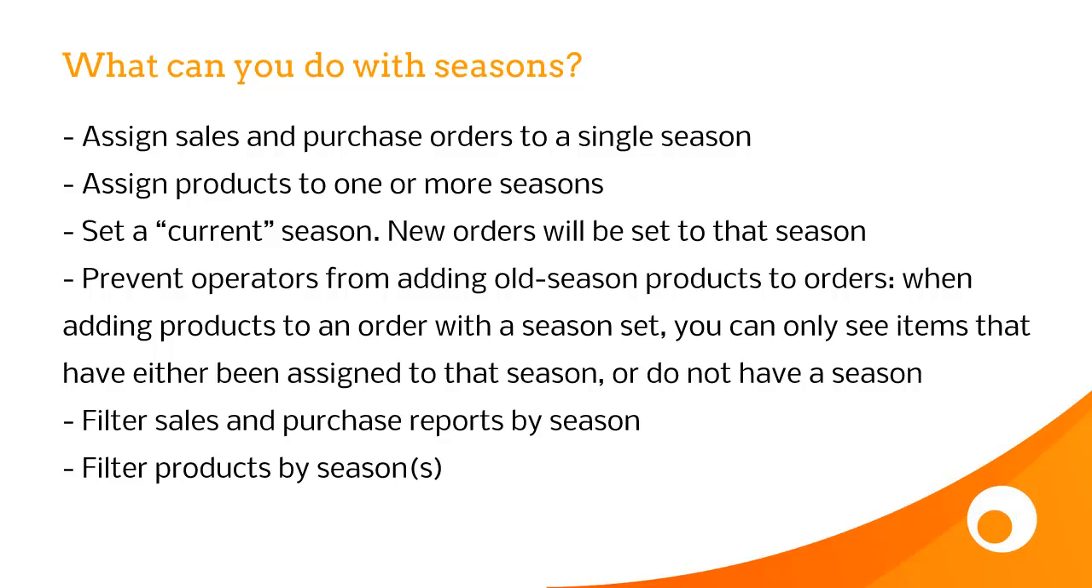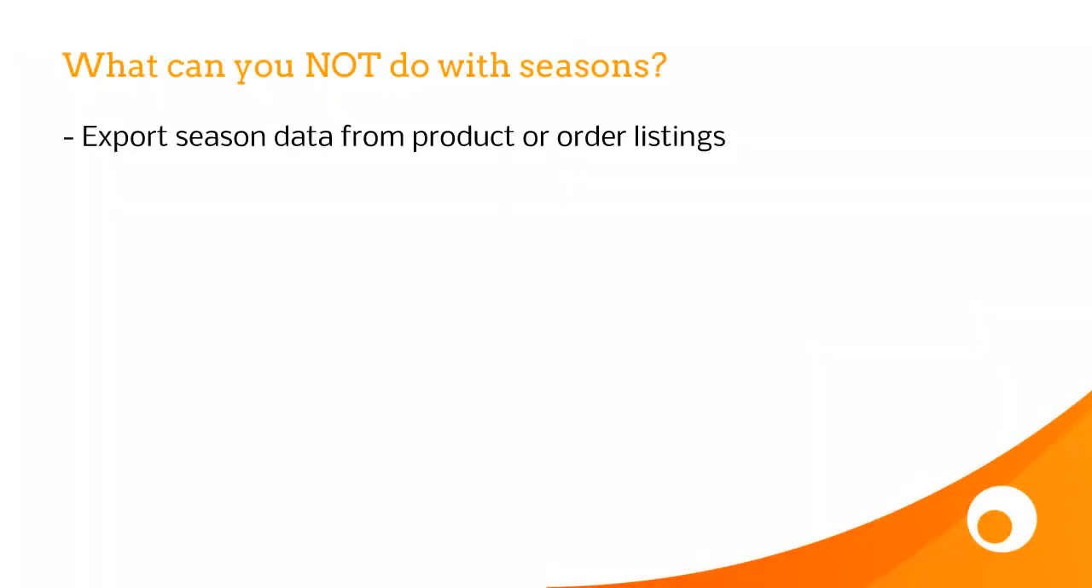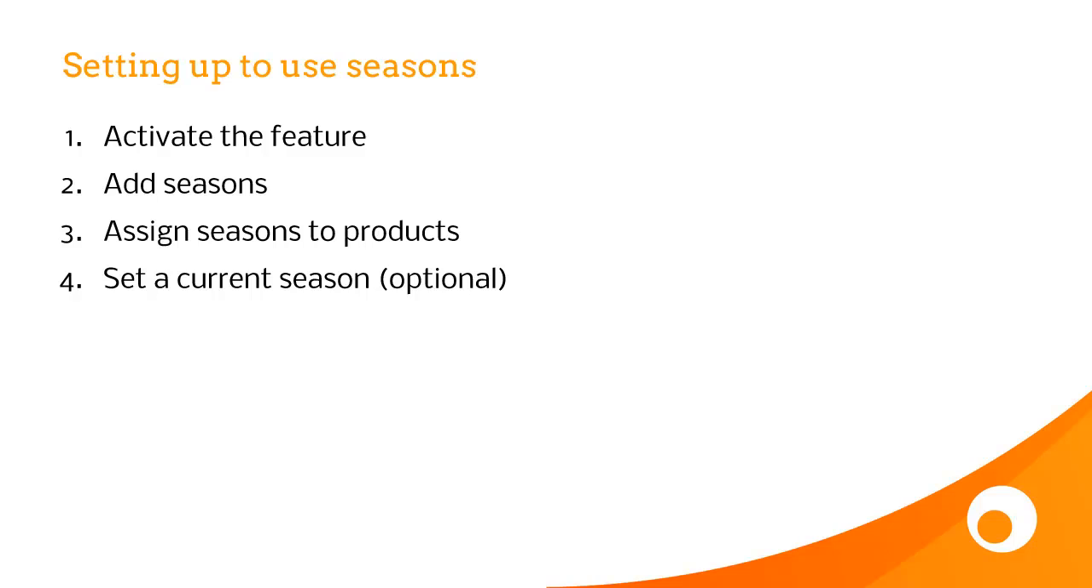What you can also do is filter the sales and purchase reports by season. You can also filter the products by season to see which products are in those seasons. However, what you can't do with seasons is export season data from the product or order listing screens. So let's see how to set up to use seasons.